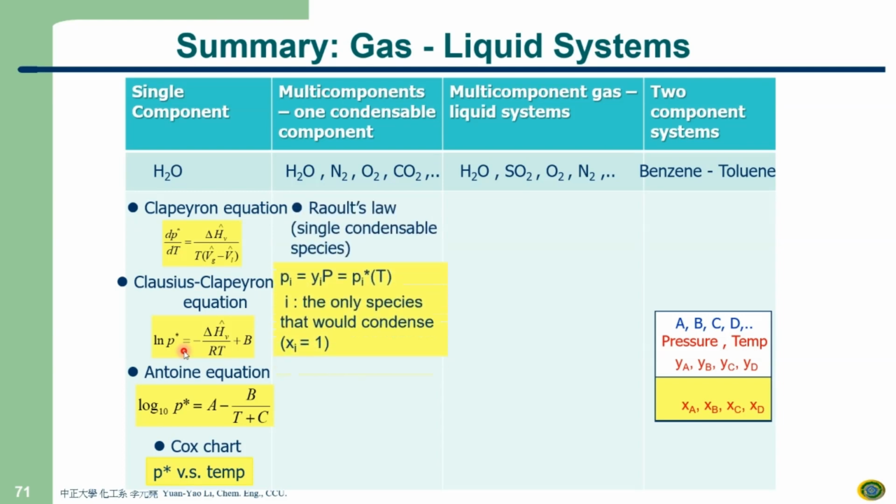Right. So in section 6.3, we mainly talk about multi-component systems with one condensable component, right? One condensable component. We start to introduce Raoult's law. Okay.